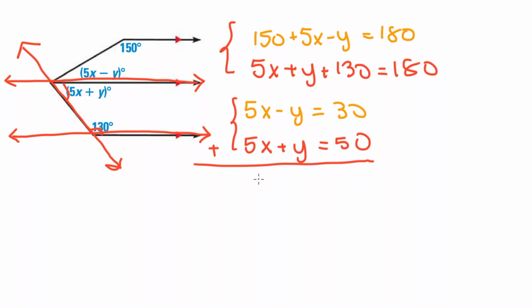5x plus 5x is 10x. Negative y plus y equals 0, it cancels out. And 30 plus 50 equals 80. Dividing both sides by 10, we'll get x equals 8, which is one of our answers.